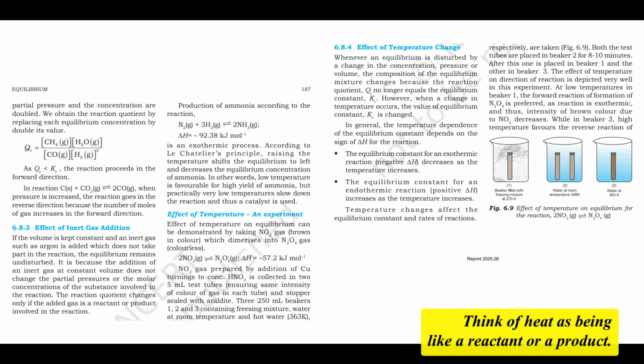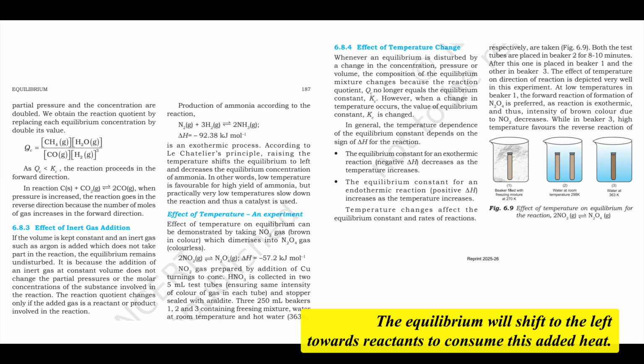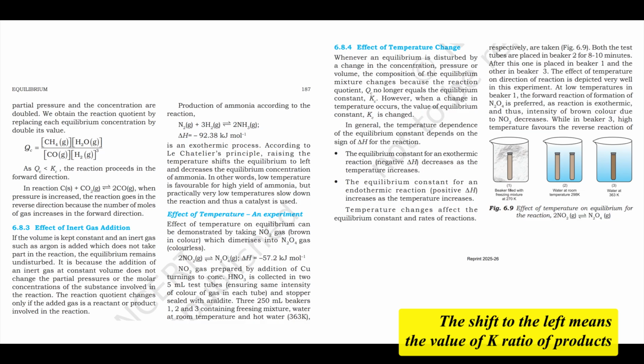Think of heat as being like a reactant or a product. For an exothermic reaction, ΔH is negative, meaning heat is released, so you can think of heat as a product. Reaction plus heat. If you increase the temperature, add heat, you are adding a product. The equilibrium will shift to the left, towards reactants, to consume this added heat. The shift to the left means the value of K, the ratio of products to reactants, will decrease.